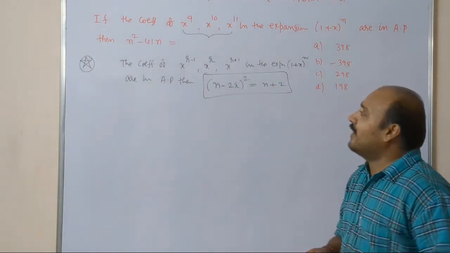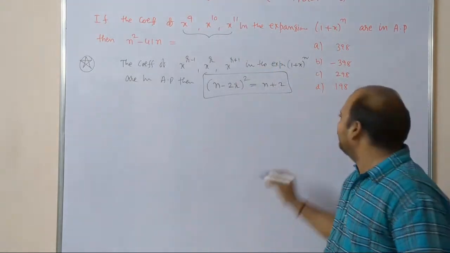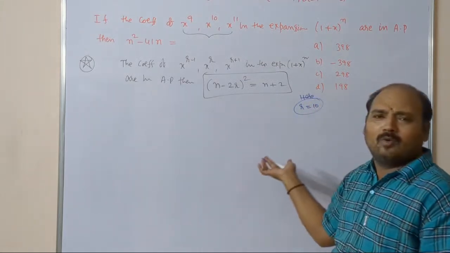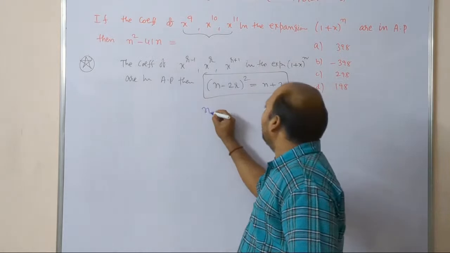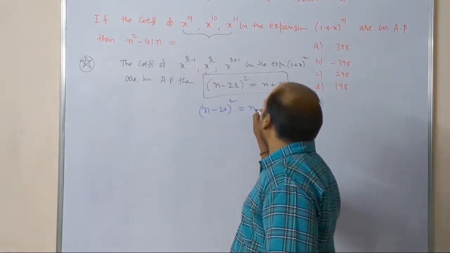So first find out the value of r. X power 10, r is equal to 10 only, no? From the question, r is equal to 10 here. Over, the answer is over, we will get it. (n minus 2 into 10, that is 20) whole square equals n plus 2.